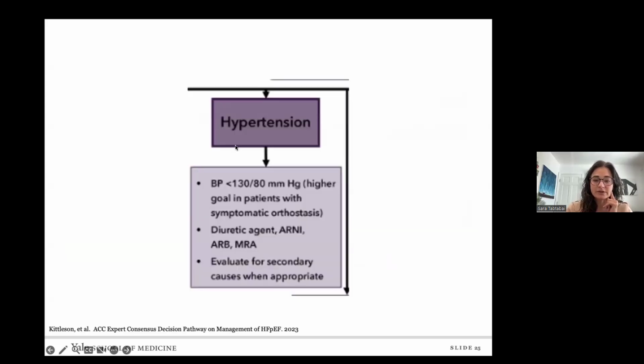And looking a little closer here, just zooming in on that heart failure preserved EF schematic that we saw, specifically looking at hypertension, blood pressure less than 130 over 80 millimeters of mercury, unless the patient has symptomatic orthostasis, this should be our goal. And we get there by utilizing the diuretic agent they're on, ARNI or ARB, and MRA. And when necessary or appropriate, we evaluate for secondary causes. And that's sort of the summary of the recommendations for hypertension and HFpEF.